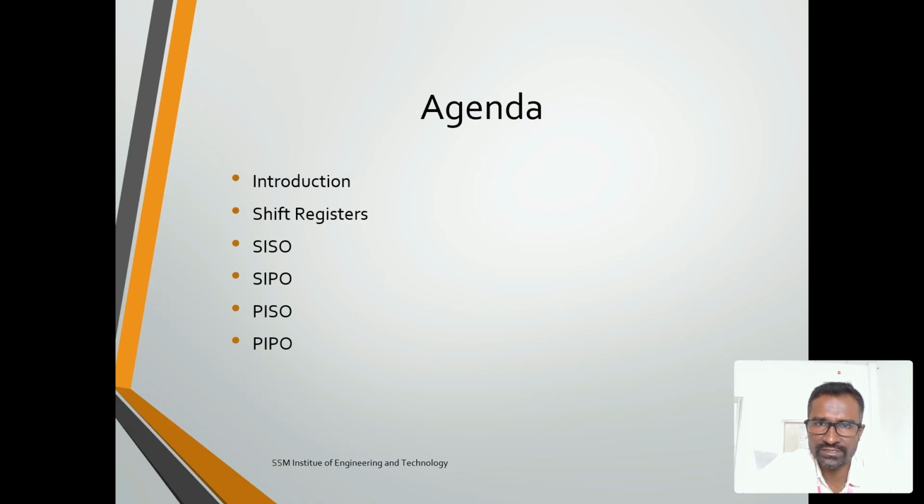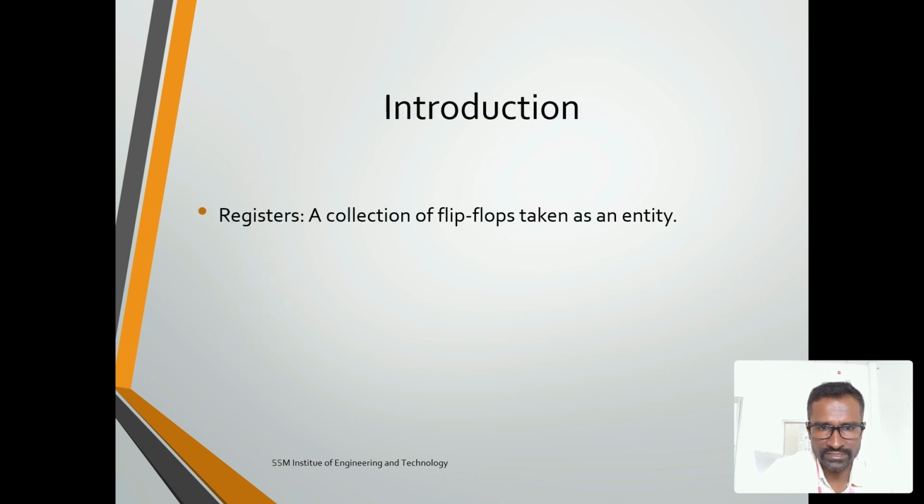So, shift registers. First an introduction to registers, and then shift registers. Let me go through the types of shift registers one by one. There are four types of shift registers: SISO, SIPO, PISO, PIPO. And the introduction.